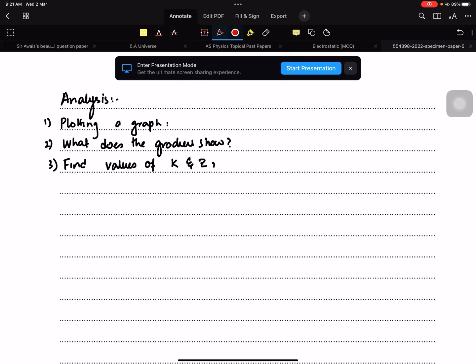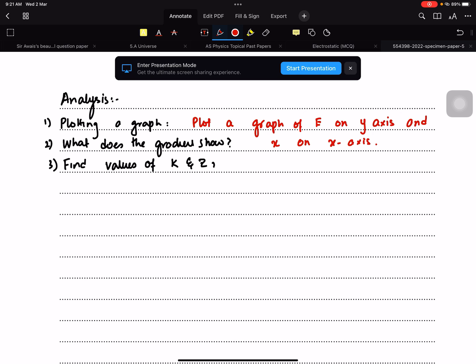Now plotting a graph, so I will write: plot a graph of E on the y-axis. Why y-axis? Because it was the dependent quantity, and X on the x-axis because that is the independent quantity, right?